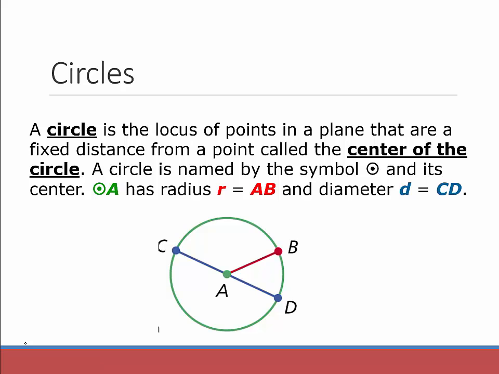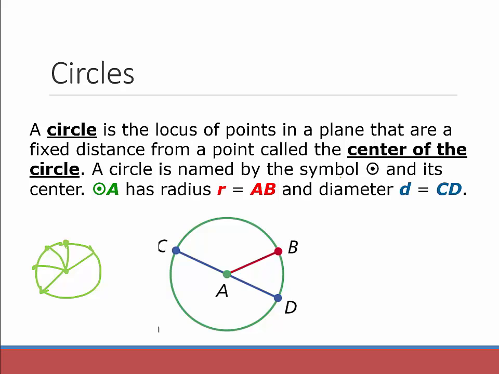A circle is a locus of the points in a plane that are a fixed distance away from a point called the center of the circle. Basically what that means is you start with a center, you grab a certain distance, and then you make every single point that fills up that distance all the way around, so that every single point on this circle is exactly the same distance away.